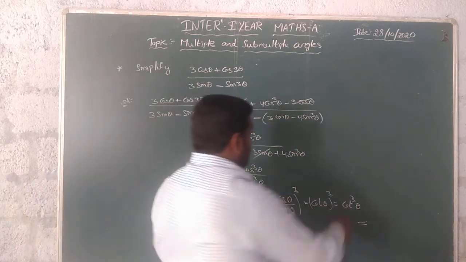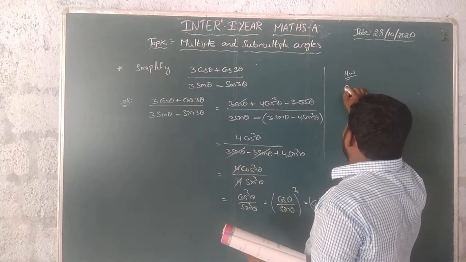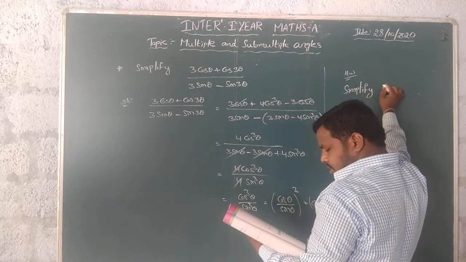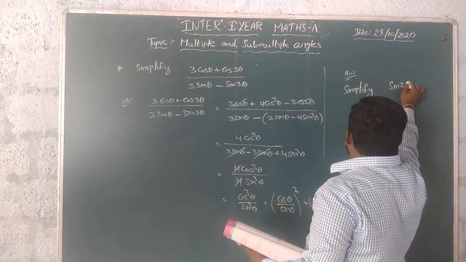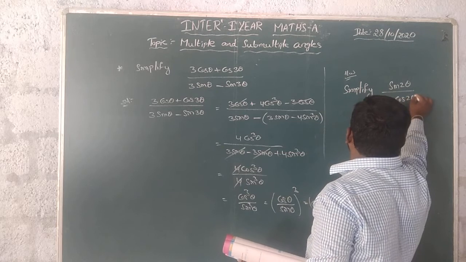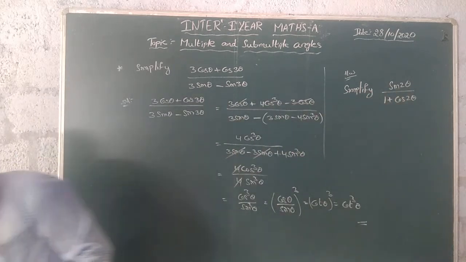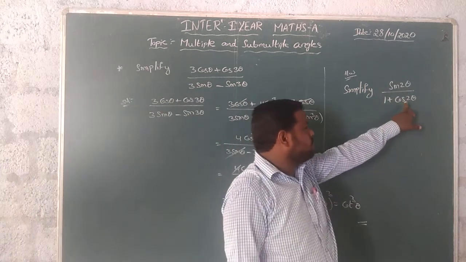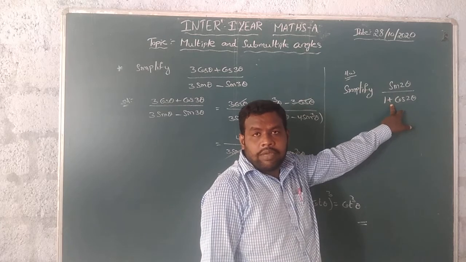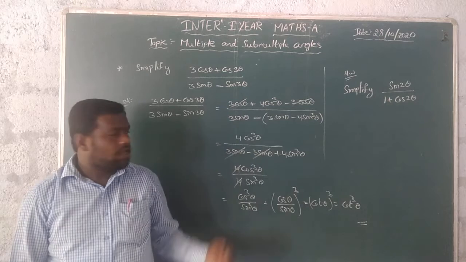Same model, homework problem. Simplify sin 2 theta by 1 plus cos 2 theta. In your denominator, cos 2 theta is in positive sign. Positive terms mean the term can be written in only cos terms. Okay, everyone note that one.